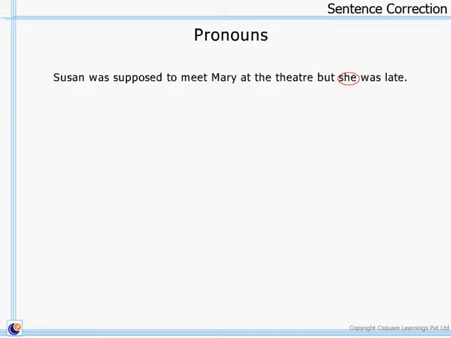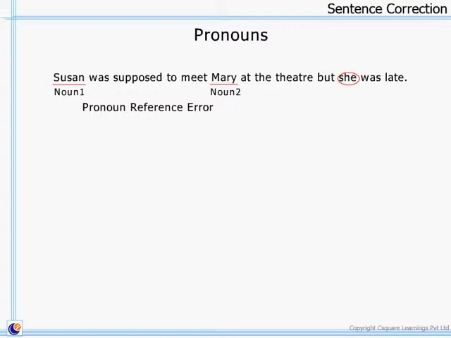And what is this pronoun referring to? Who was late? Susan was late or Mary was late? There are two nouns that the pronoun can refer to. So this pronoun is creating ambiguity leading to a pronoun reference error.